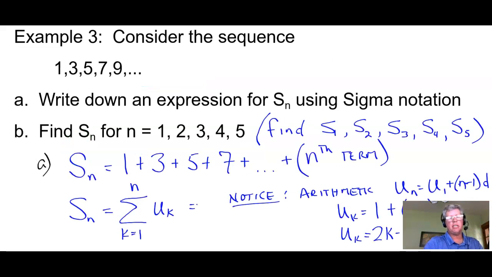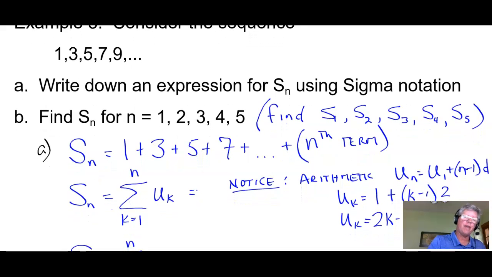All right, so we have the sequence. Notice it's not a series. It's 1, 3, 5, and so forth. So it's just a sequence. Write down an expression for s sub n using sigma notation. So now it's saying, hey, the expression s sub n is more of a series. So that's more like 1 plus 3 plus 5 plus 7. All right. And then part B, actually find the sum of the first term, the sum of the first 2 terms, the sum of the first 3 terms. All right, let's try it.